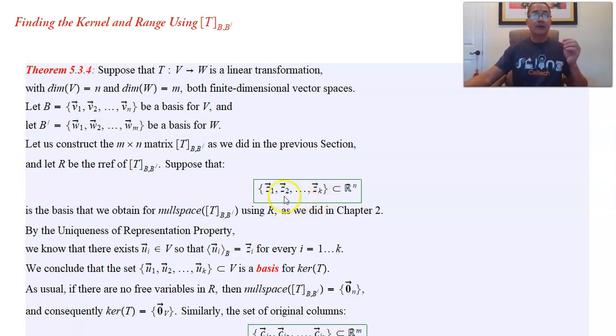Do that for every vector in your null space basis. Find a corresponding vector in V whose coordinates are those vectors. What you get is a basis for the kernel. And of course, if there are no free variables, then the null space is just the zero vector, and the kernel is just the corresponding zero vector.